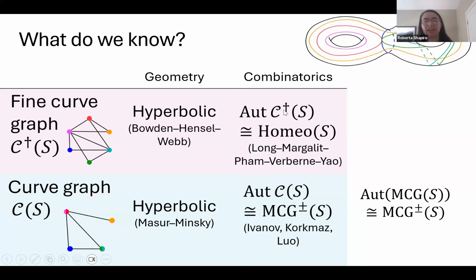Much more recently, there was a similar result by Long, Margalit, Pham, Verberne, and Yao, along with Kimura and Kuno, and myself and Wadhwa, Wang, and Zhang for different types of surfaces. But this was the original group of authors to prove a very similar result for automorphisms of fine curve graphs. And we can ask, well, the same exact theorem with the same exact proof methods might be a little difficult to extend, but potentially we can prove future structure theorems from this direction.